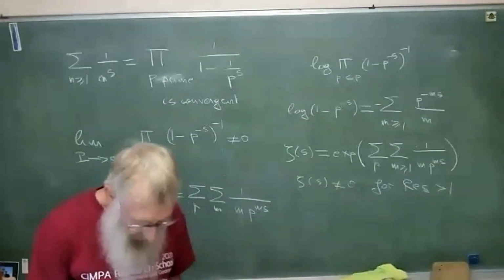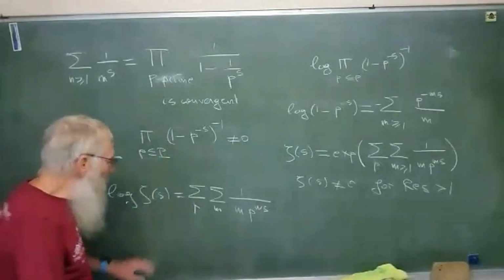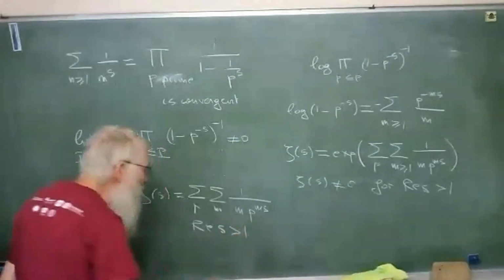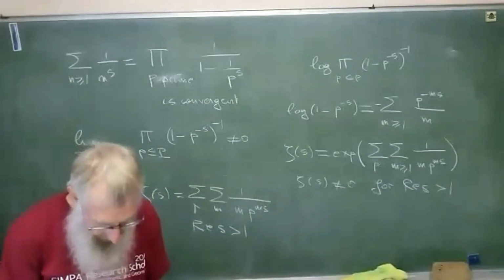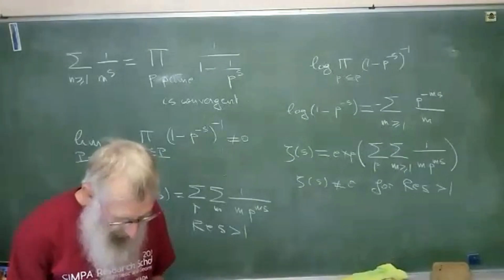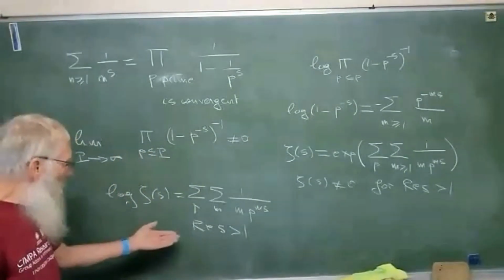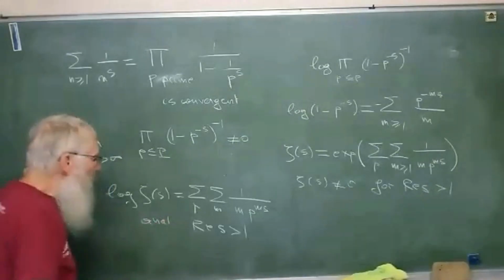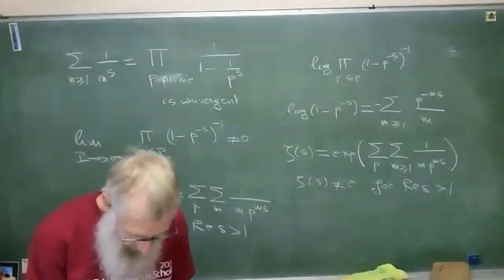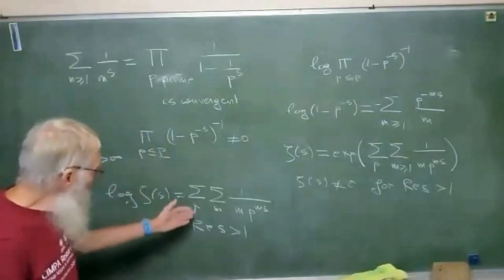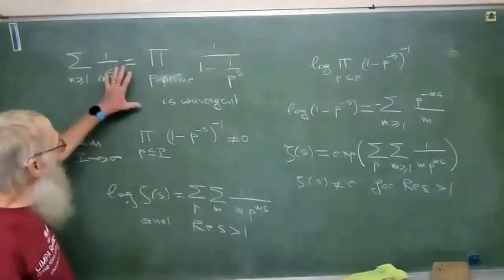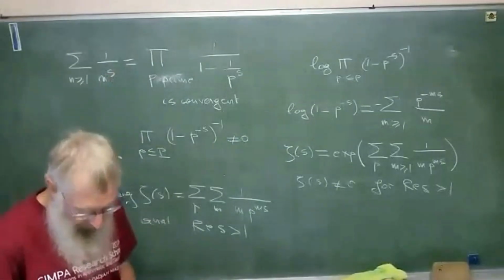So this function defines an analytic function in the half-plane real part of s greater than 1. And it is analytic in this half-plane, and the exponential of this function is zeta of s. And so this completes the proof of the convergence of the product.